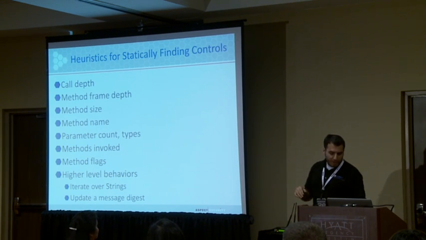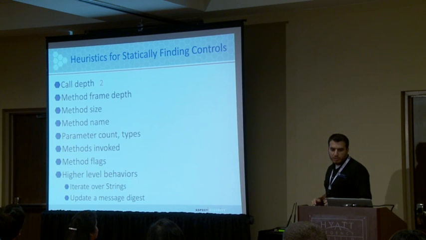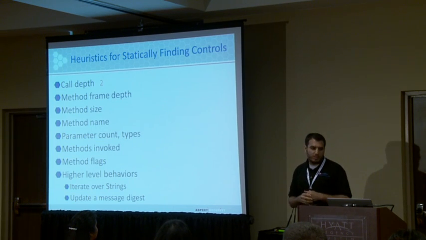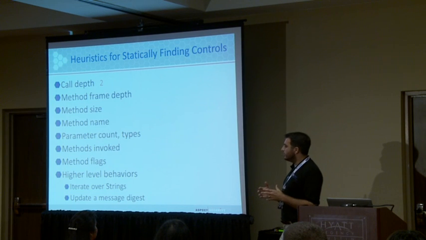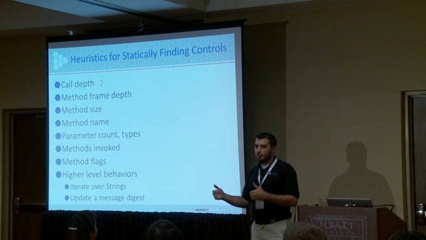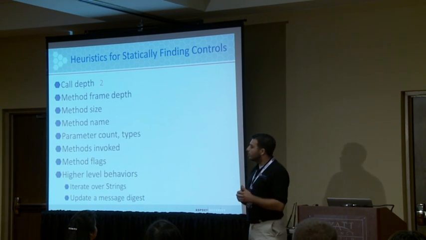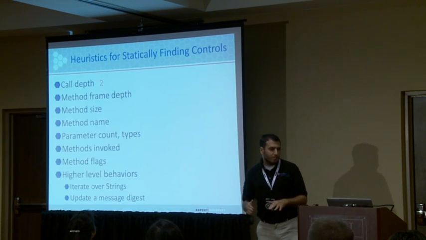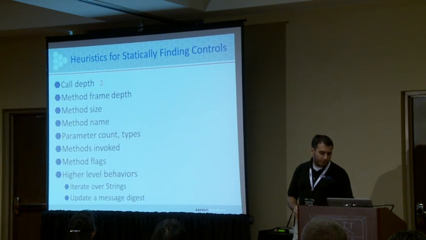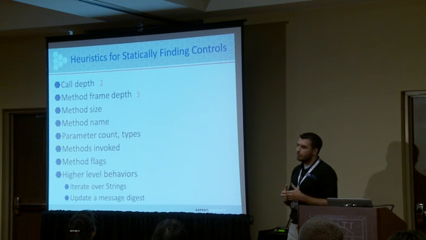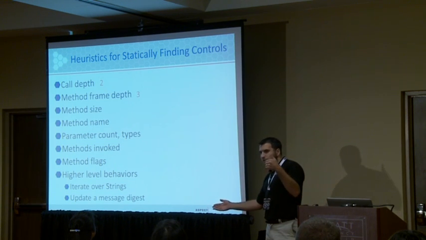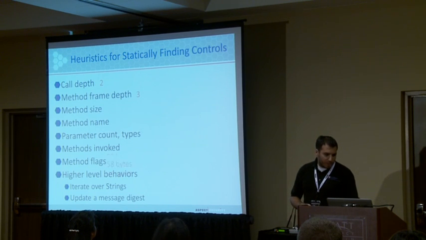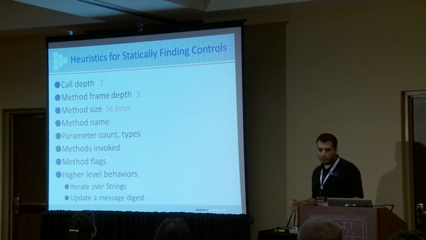So let's pull a method out of the ether and look at some of these things and see if we can't figure out what type of method it is and see what the higher level behavior of it is. The call depth of a function is, how deep does this function go? At most, this is a call depth of 2. So at most, it calls a function, and that calls a function, and that's it. So it's not very deep. Let's look at the frame depth. The frame depth of this method is 3, which means it's not a very deeply nested function. It's not super complicated, not a lot of logic and loops and stuff. The method size, 58 bytes, relatively small.